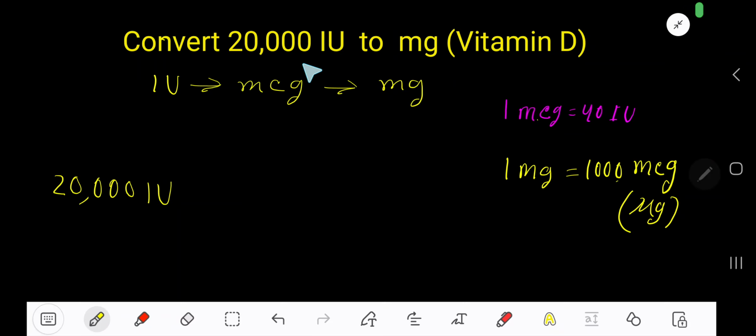How to convert 20,000 IU to milligram? At first we will convert IU to microgram, then from microgram we will convert to milligram. So look, to convert this IU to microgram, you can do this.